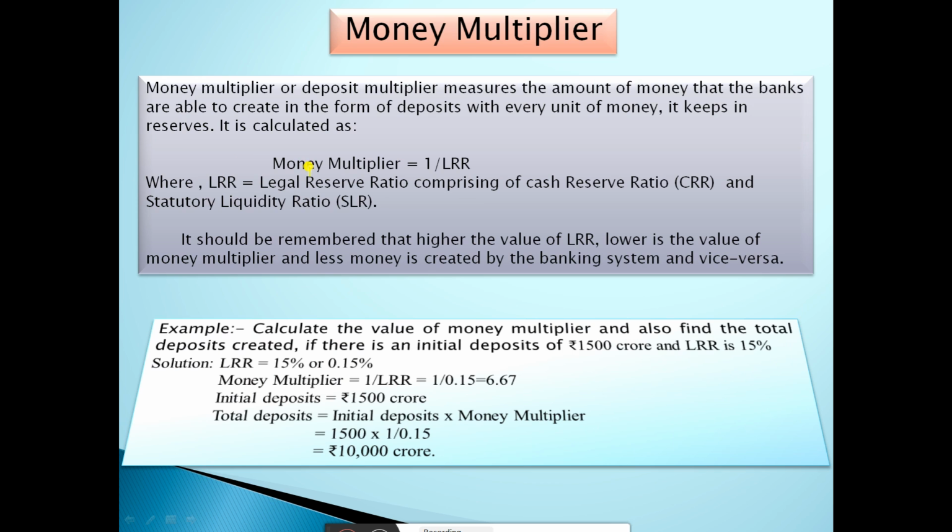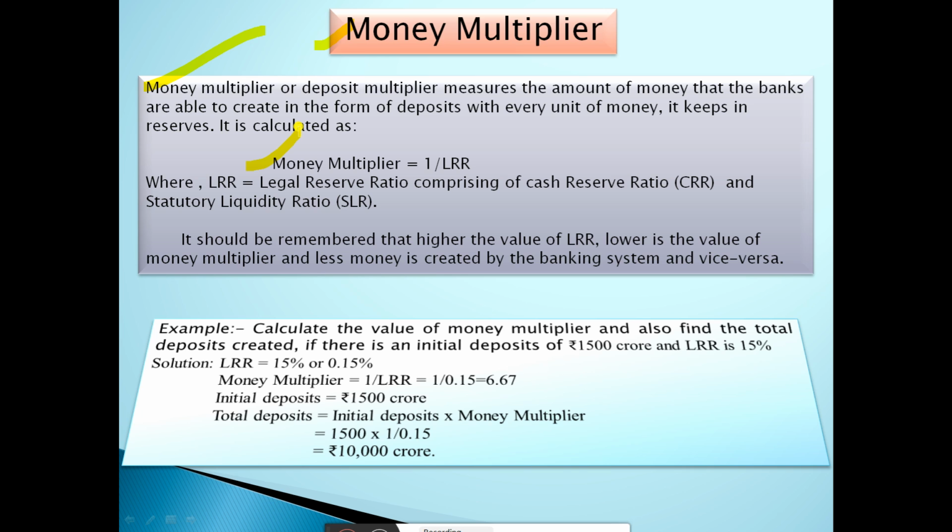This is very important. What is money multiplier? Money multiplier or deposit multiplier measures the amount of money that the banks are able to create in the form of deposits with every unit of money they keep in reserves. The formula is: money multiplier equals 1 by LRR. LRR means legal reserve ratio, comprising cash reserve ratio, CRR, and statutory liquidity ratio, SLR.